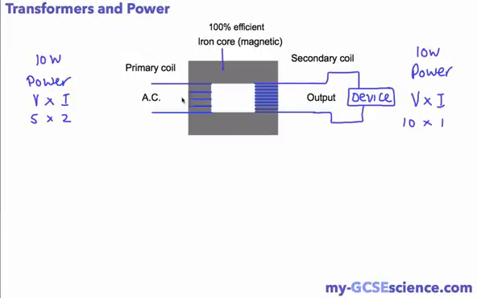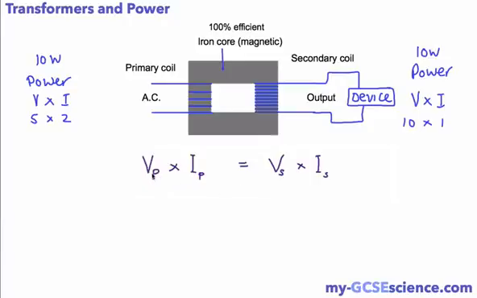So you can see here this step up transformer has increased the potential difference, but the current was lowered in order to make sure this power stayed the same. So we have more voltage, less current, and we can actually put this together into an equation that we can use, and this equation will be given to you in the exam.